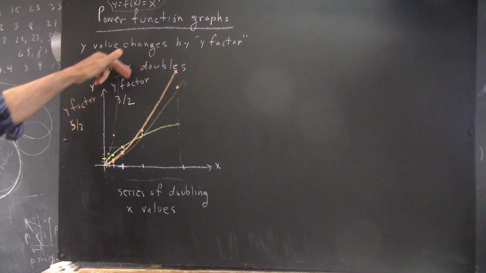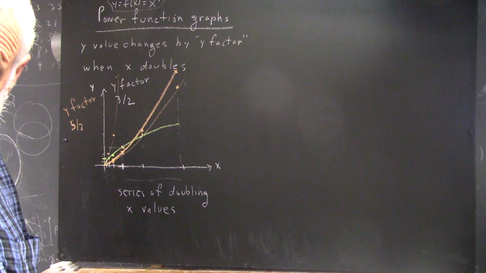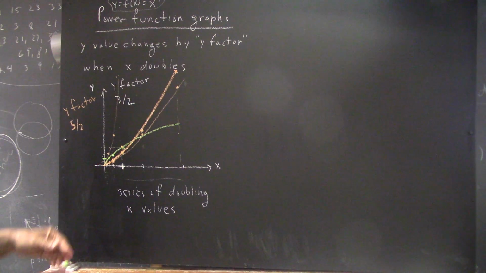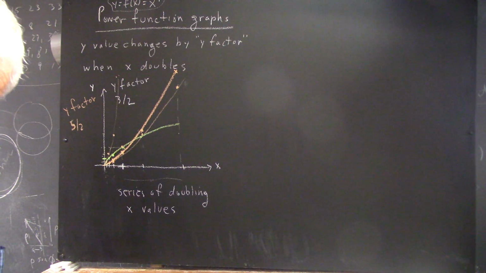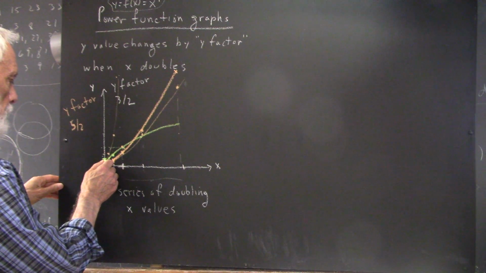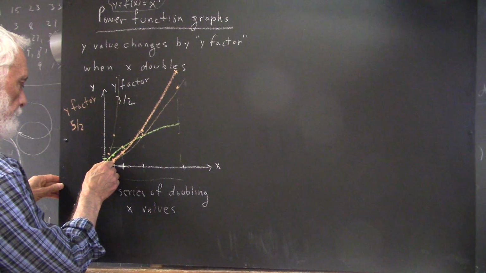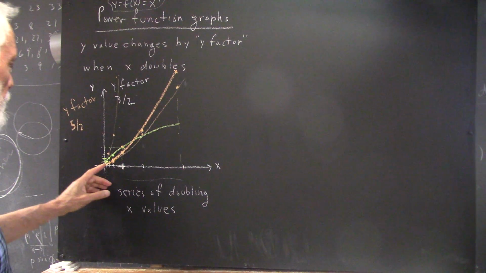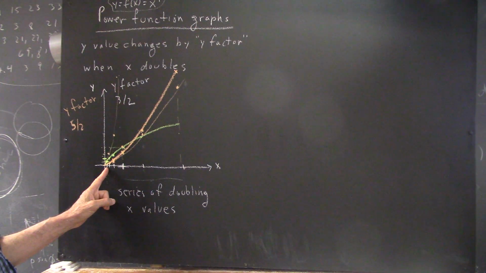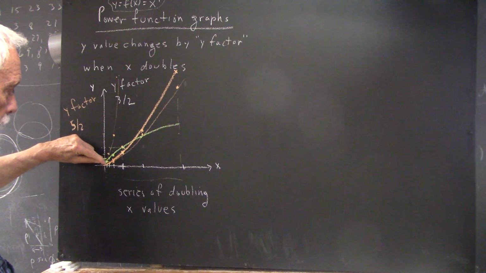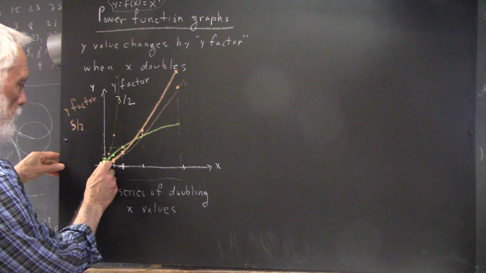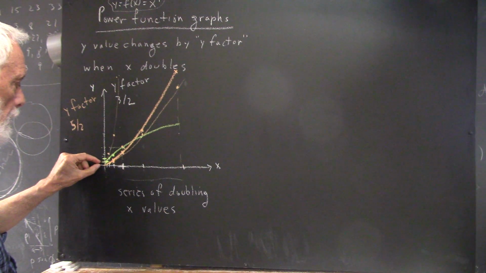Now we construct the graph for y factor 3 halves. We arbitrarily chose a point right here, okay? And we marked that point in green chalk. And let me mark that point again. Okay, it's right about here. And it corresponds, of course, to this x value. That is, it's right above this point here. That's the first x value that we marked. Okay, and then we project over here, and we have our y value.